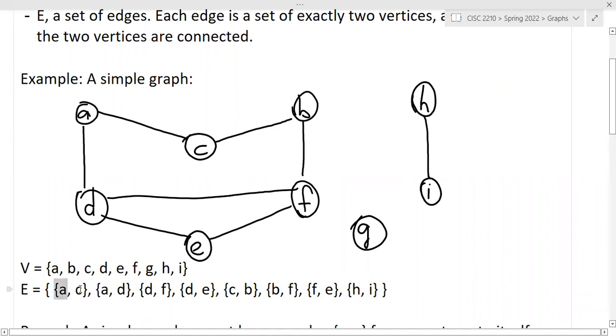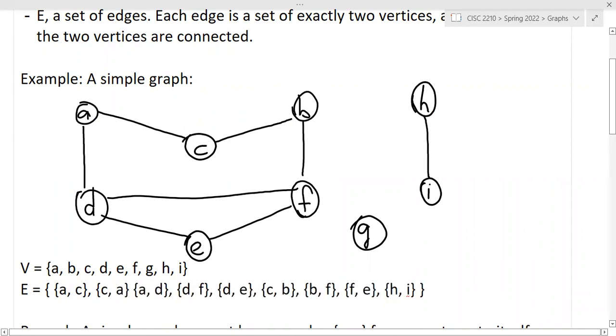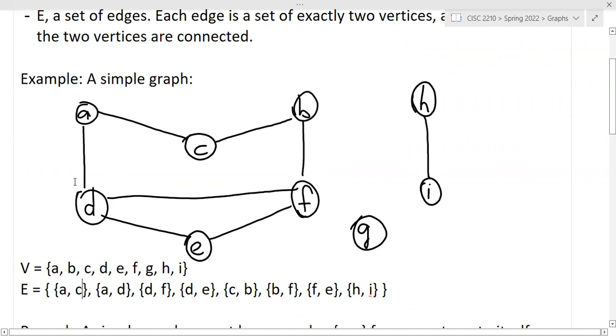Now we have this A comma C. Should we also have C comma A? Well, the thing is, we shouldn't, because this set A comma C is the same as this set C comma A. So it would be redundant to have it twice. And the point is that in a set, the order doesn't matter. So A comma C and C comma A, the order doesn't matter. And what this set represents is a connection between A and C.